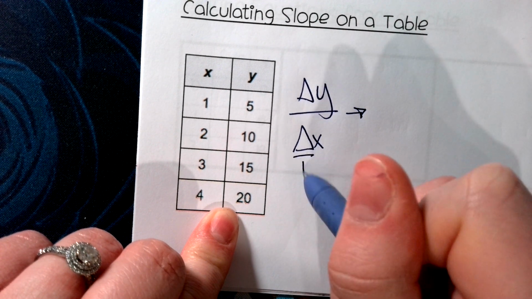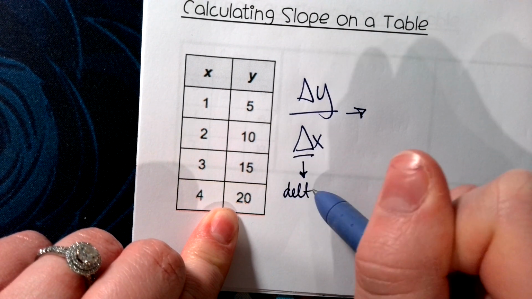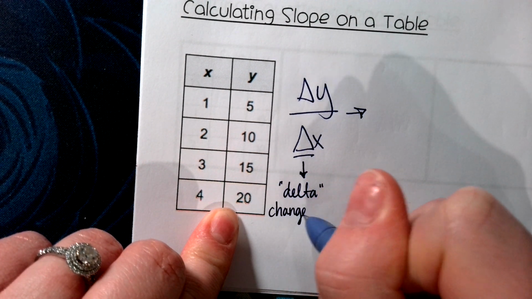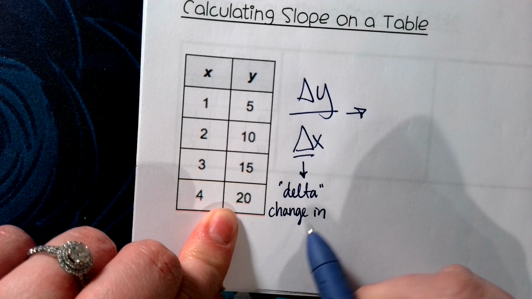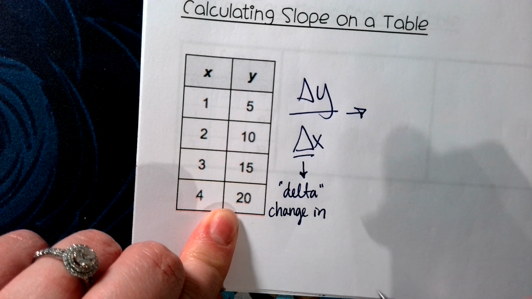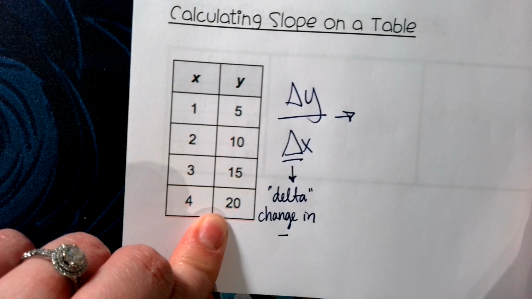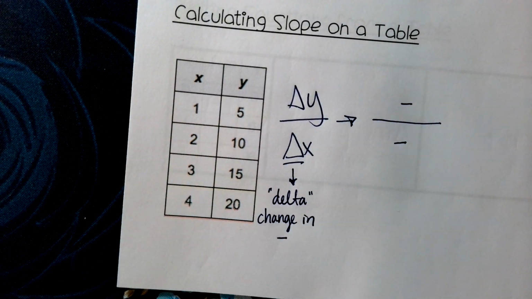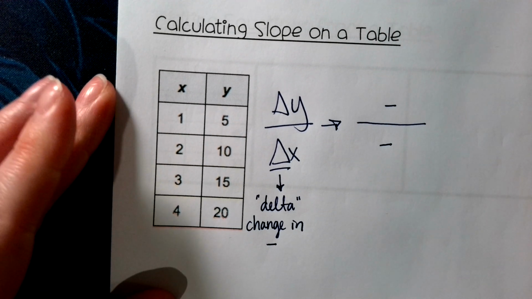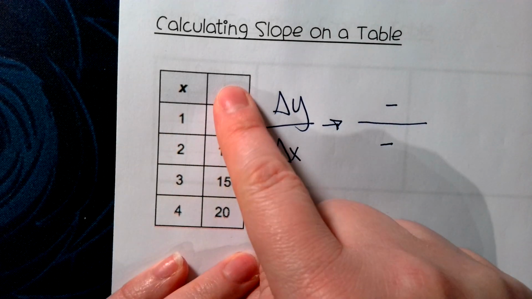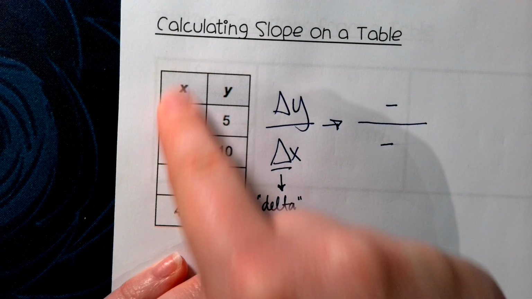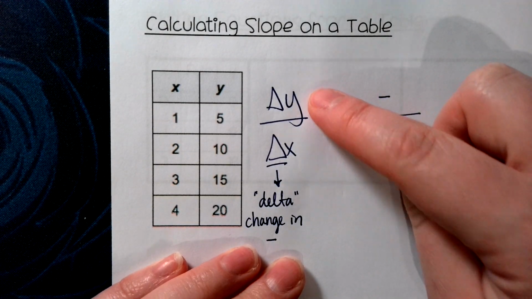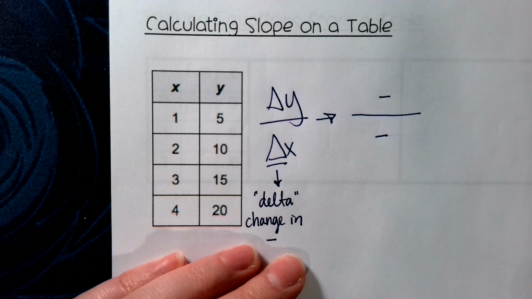Do you guys remember what this thing delta means? Delta means change in. What operation is that if we find the change in it? Subtraction, that's right. So that means we need to subtract our y's and we need to subtract our x's. A big issue that we had this year was people putting the y's on the bottom and the x's on top. That's not how it is. Your y's must go on top. Your x's must go on the bottom or you're going to get a wrong answer.